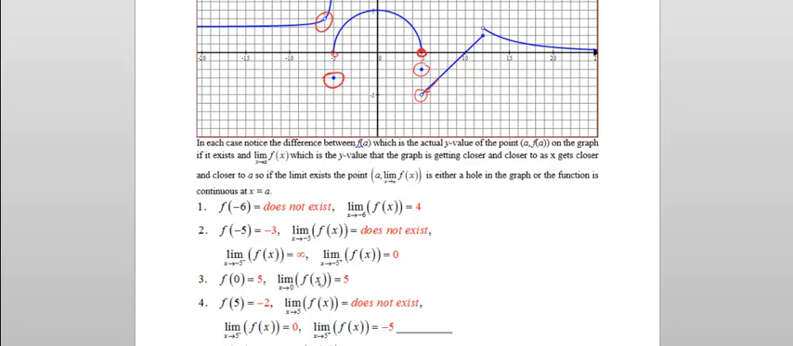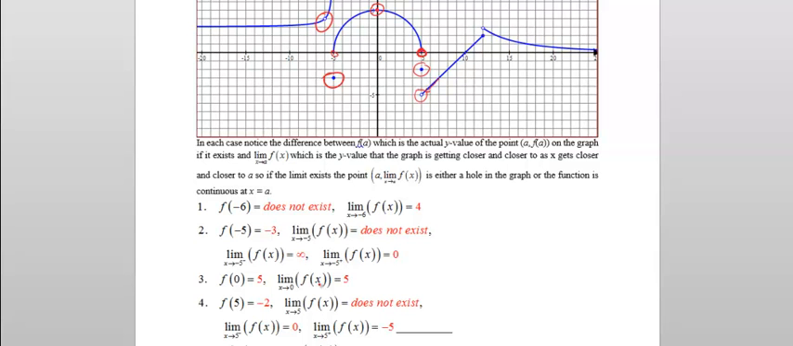Now I also asked you back here about f of 0. f of 0 equals 5, and that's an actual point on the graph right here, a solid point, so that actually is a point where the function is continuous. f of 0 equals 5, and the limit as x goes to 0 of f of x is also 5. So it's connected up right in that position.